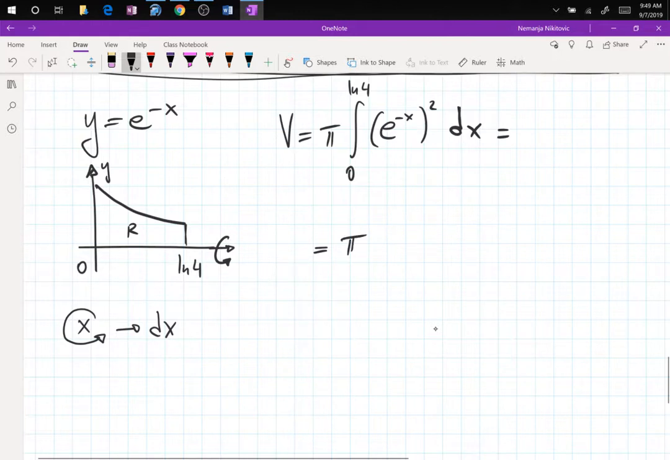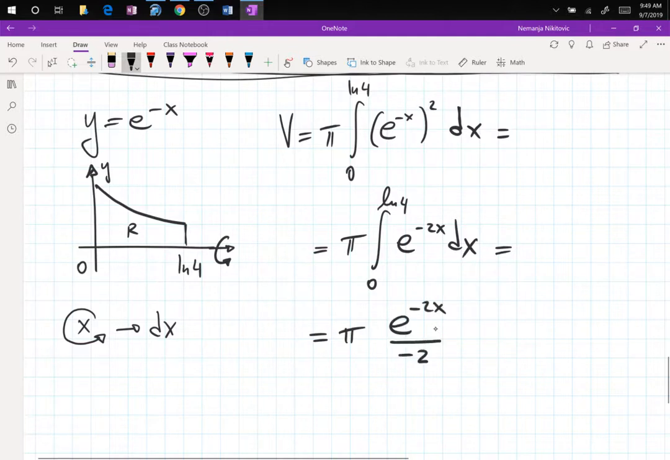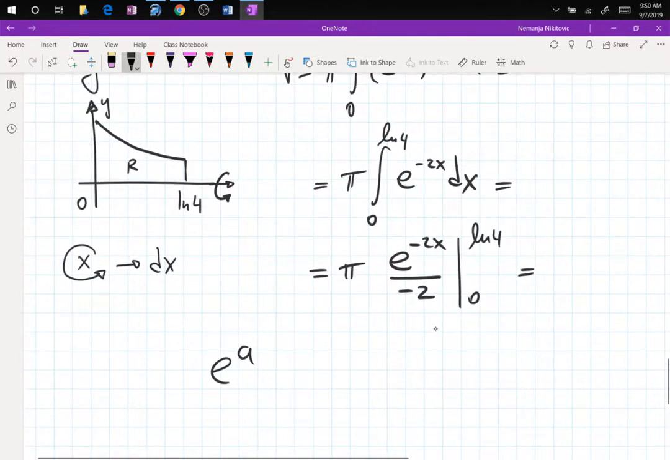So now we have the integral of e to the negative 2x dx from 0 to ln 4. The integral of this one is e to the negative 2x divided by negative 2, from 0 to ln 4. Now, you either memorized the formula of e to the ax over a, and our a is negative 2, or you are doing the u-sub. One or the other, but either is in Calc 1.